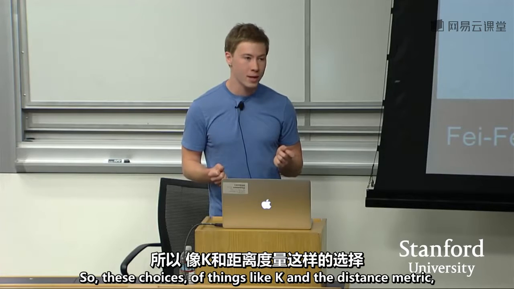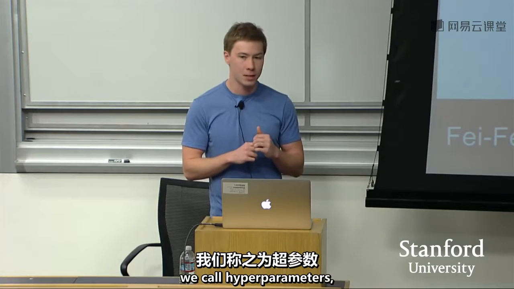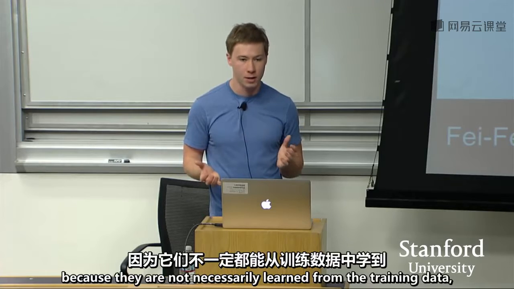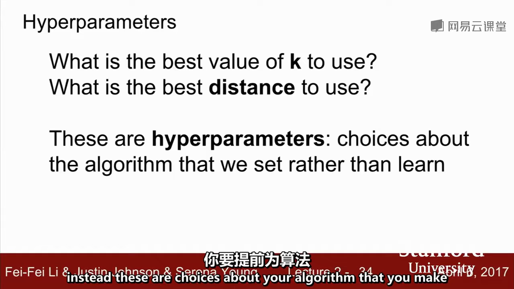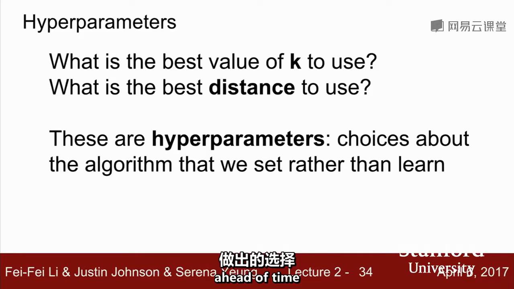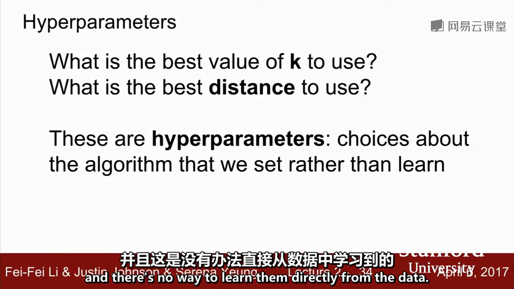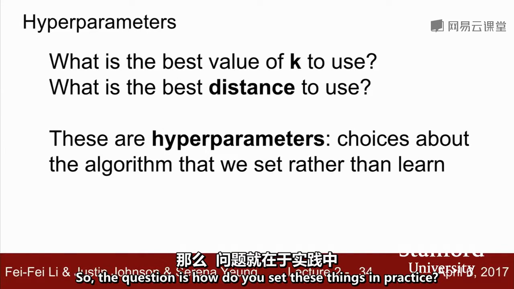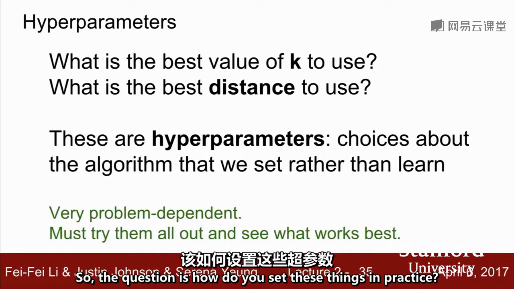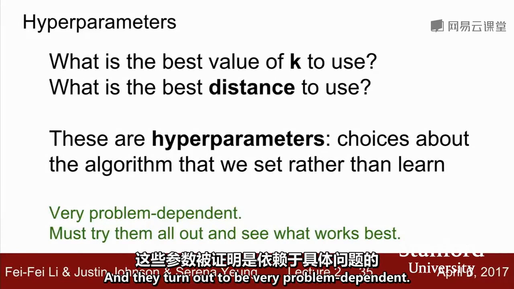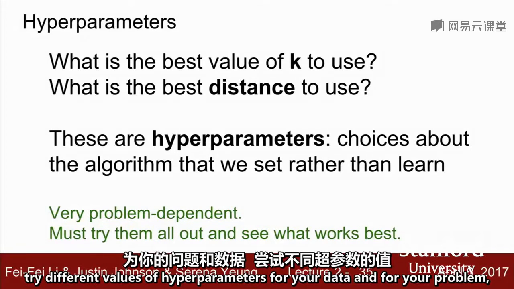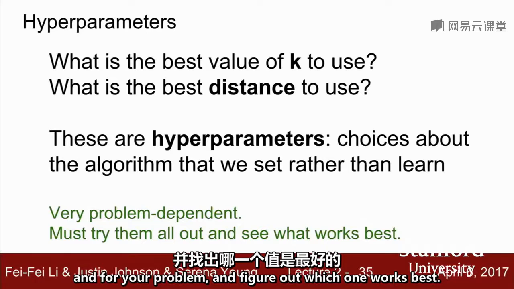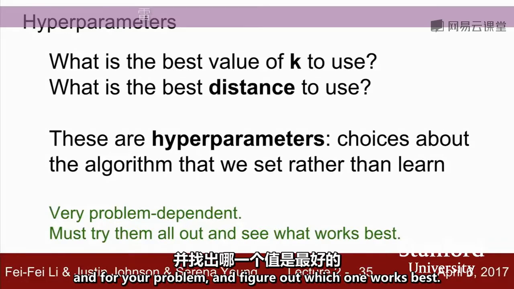So these choices of things like k and the distance metric, we call hyperparameters, because they are not necessarily learned from the training data. Instead, these are choices about your algorithm that you make ahead of time, and there's no way to learn them directly from the data. So the question is, how do you set these things in practice? And they turn out to be very problem dependent. The simple thing that most people do is simply try different values of hyperparameters for your data and for your problem and figure out which one works best.